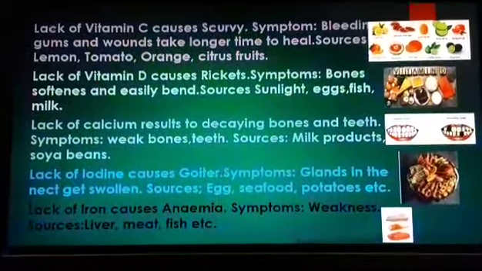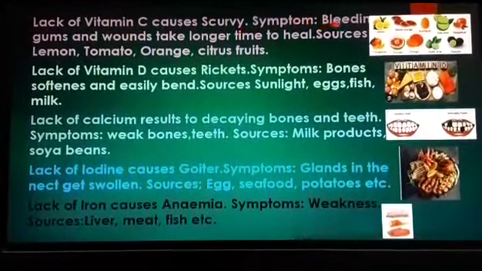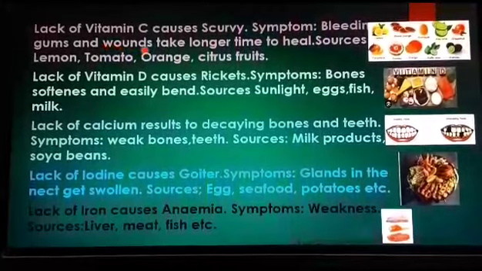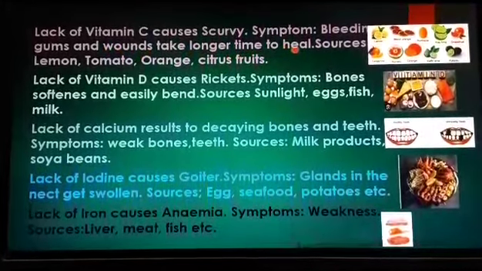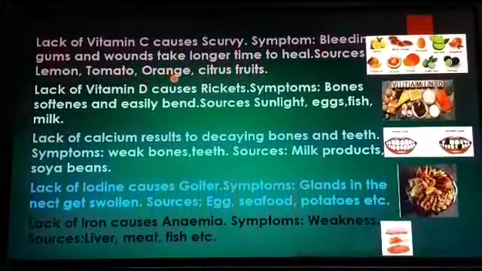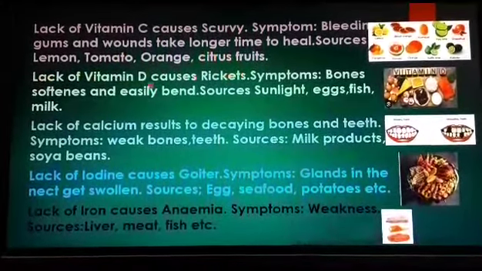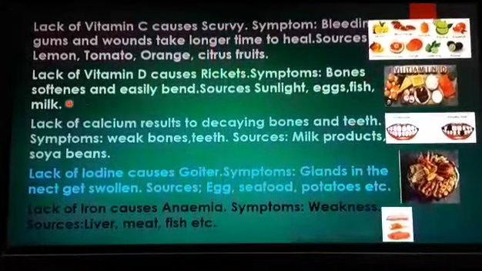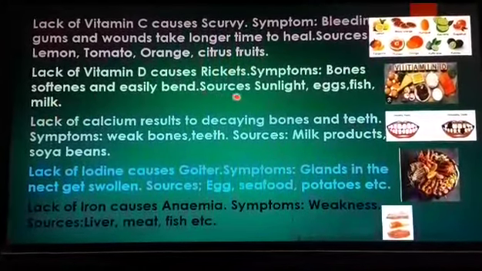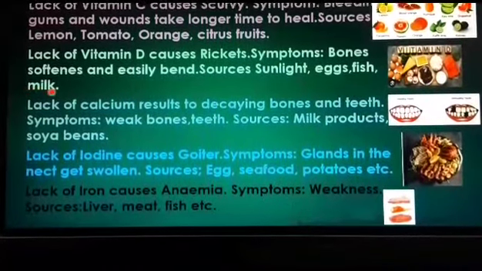Lack of vitamin C causes scurvy. The symptoms are bleeding gums and wounds take longer time to heal. Sources: lemon, tomato, orange, citrus fruits. Lack of vitamin D causes rickets. Symptoms: bones soften and easily bend. Sources: sunlight, eggs, fish, milk.